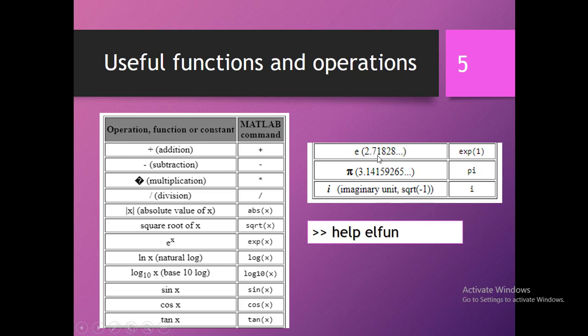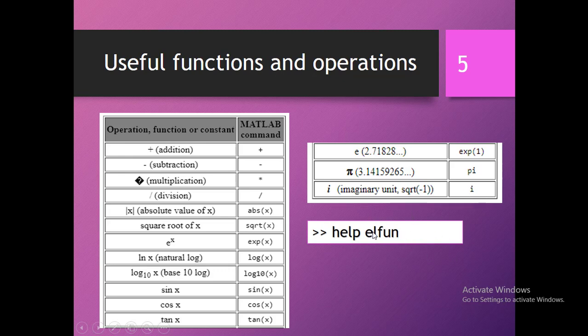So to get 2.71, we write exp, exponential of 1. We get 2.71828, etc. Pi can be written as pi. So MATLAB understands pi as pi. i is the imaginary unit. MATLAB can understand this as i.